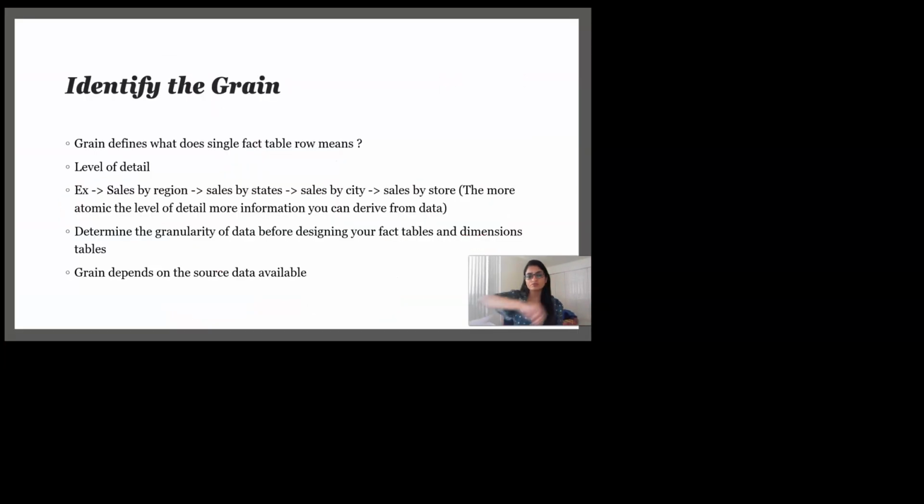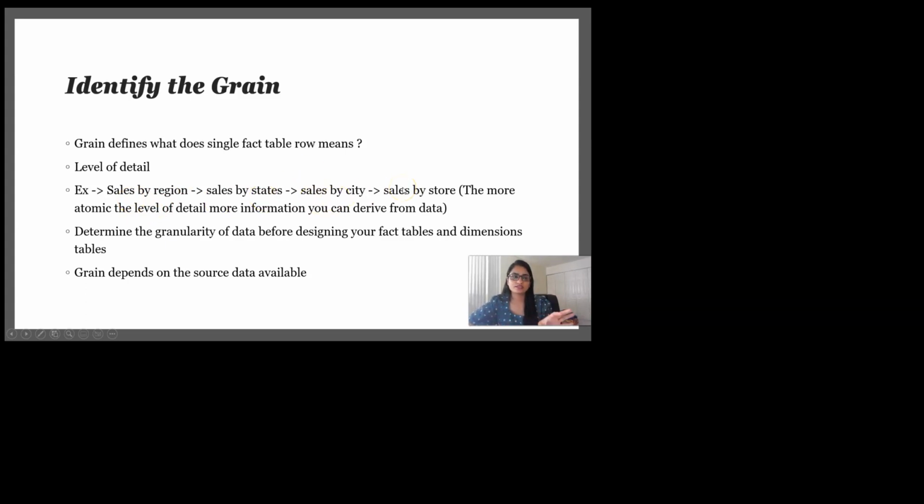So let's see. The next thing is you identify the grain. Once you have identified your business process and your data sources, and you understand your data well, then you identify the grain. What is grain? Grain is nothing but the level of detail, how you drill down the information in your databases. So every single row that you are going to add to your fact table helps you define the grain of your data.